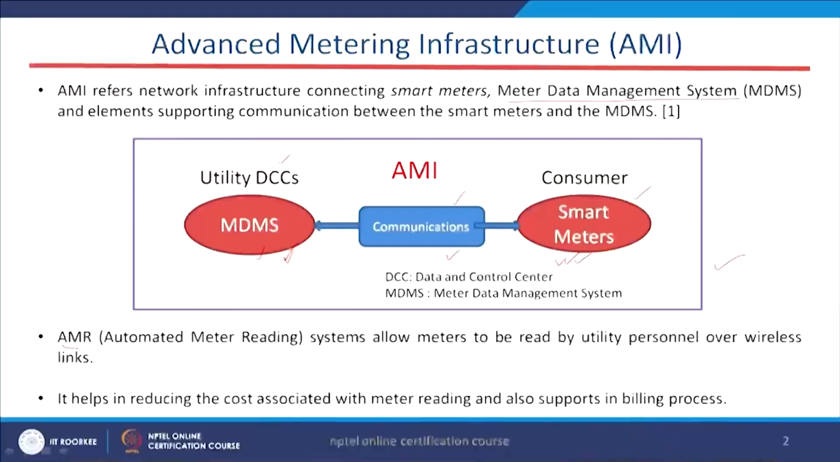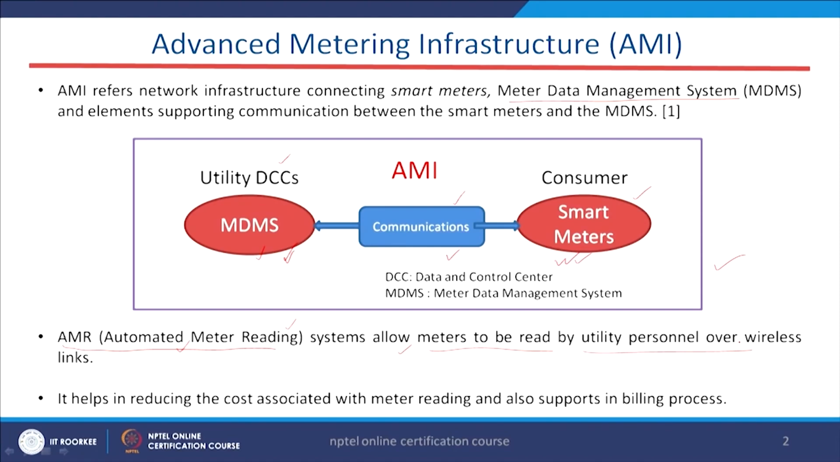And apart from this AMI, we also have AMR. This AMR stands for automated meter reading. What is the function of this AMR? This AMR system allows meters to be read by utility personnel over wireless links. What is the meaning of this?